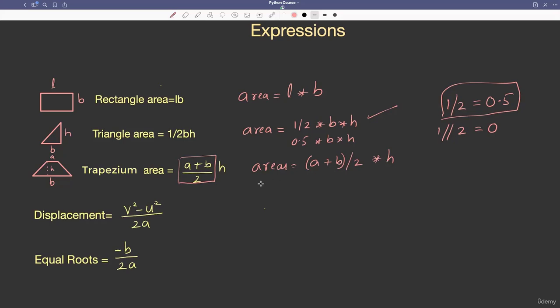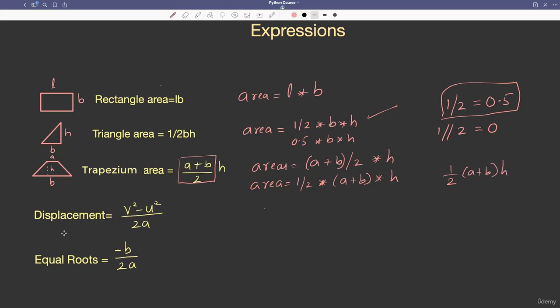Alright. And you can write it in another way also, like area is equal to 1 by 2 multiplied by A plus B multiplied by H. So mathematically it looks like this: half A plus B H. So you can write it in this way also.